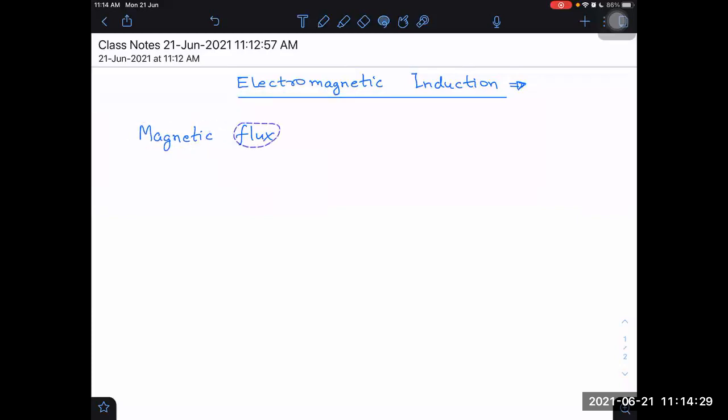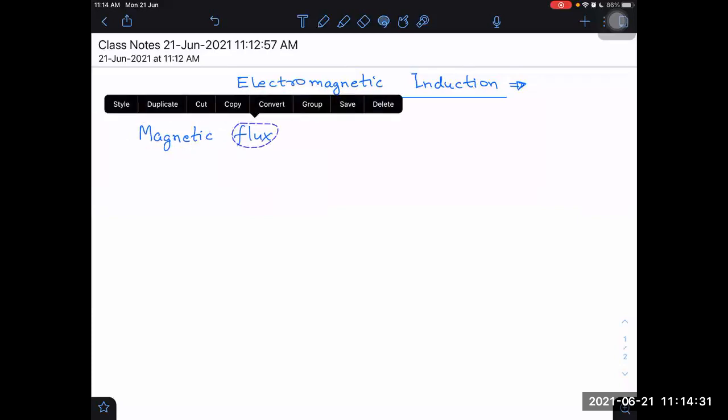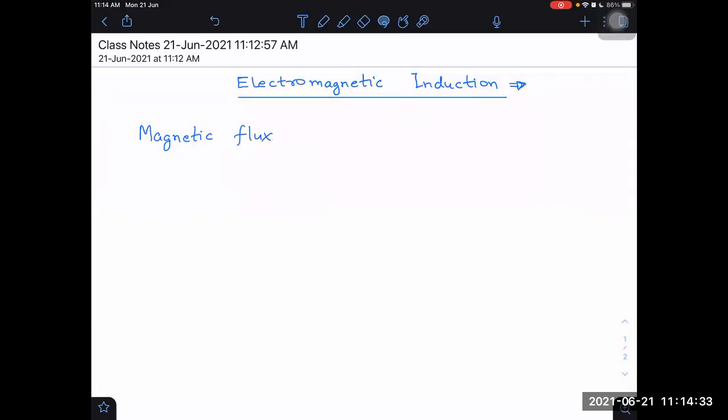Although I think you could have done it, because you know the way electric flux is there, electric field into area, same way magnetic flux is also magnetic field into area. If magnetic field is uniform, then it is simply that. If it is not uniform, then we have to integrate this way, integral of B dot dA. That will be magnetic flux.